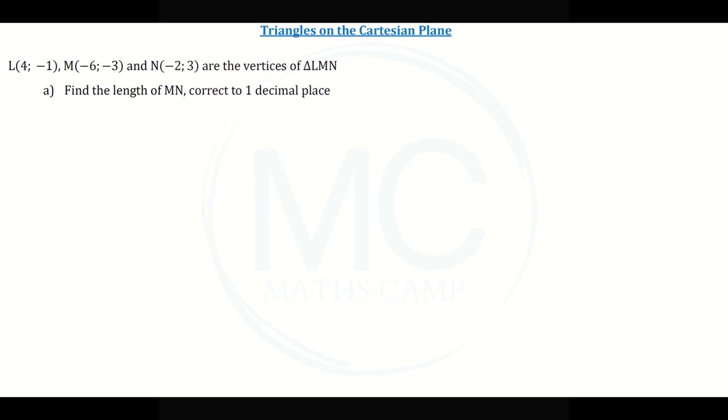Let's start with part A. Find the length of MN. To do this, we can use the distance formula. The question tells us to find the answer correct to 1 decimal place, so we need to use our calculator. But before we do this, let's look at exactly what we're working with.